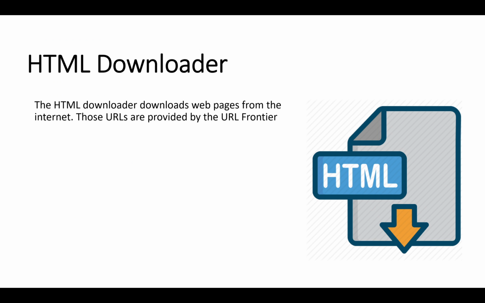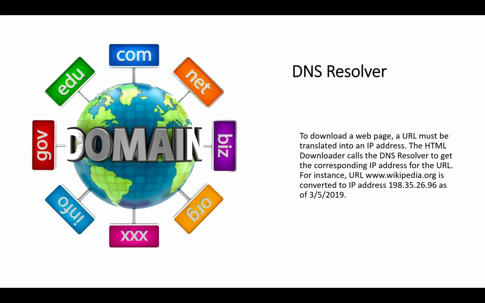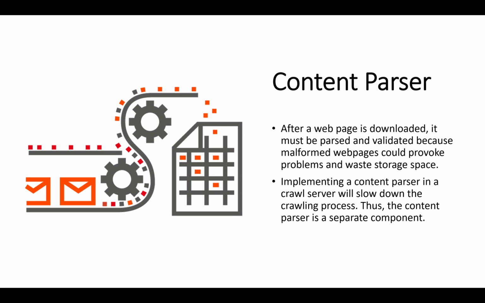And then the HTML downloader is a plain simple component. It basically makes a GET request and gets the entire HTML into memory. But before you get there, you also need to resolve the DNS. Given the domain name, you want to get the IP address, and you want to visit that IP address to get the content.